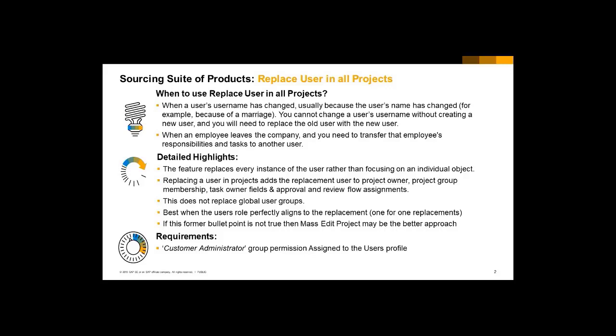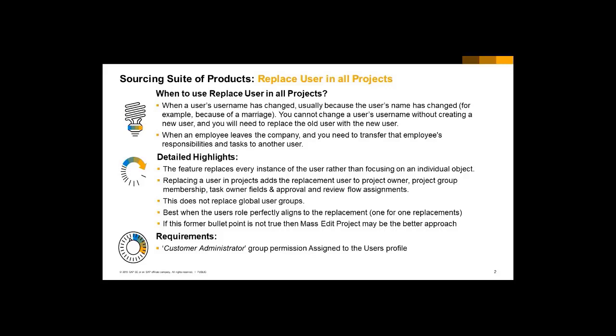This works the best whenever you are trying to make a replacement one-for-one match. For example, John Doe is being replaced by Jane Doe. If John Doe is being replaced by two different people, the better approach might be to use the mass edit project rather than the mass edit user.